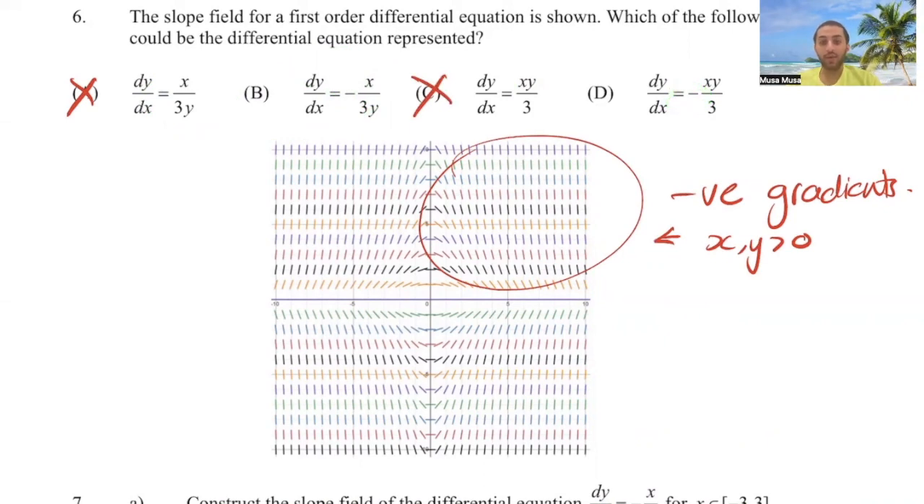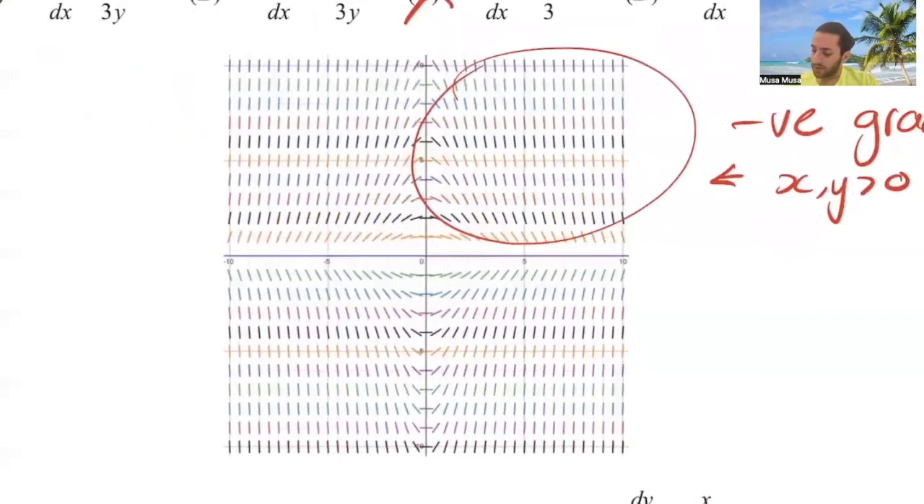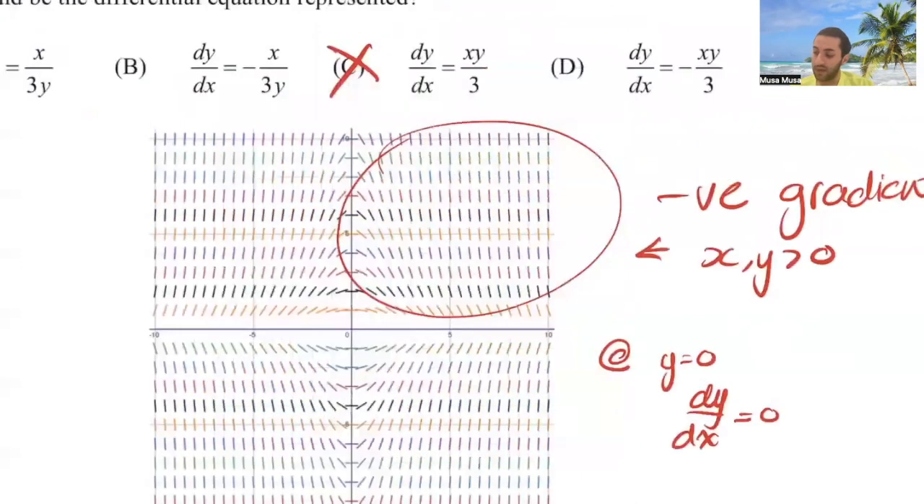Now let's think about what's happening possibly when y equals 0. Actually, that's a good one. When y equals 0, what's happening on the line? Aren't all of the slopes horizontal? Which means dy dx should equal 0. At y equals 0, dy dx equals 0. And that's irrespective of what the x value is, right? Because it's across the entire line.